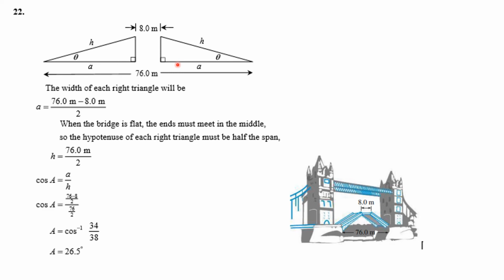Now, whenever the bridge is flat, the ends must meet in the middle, so the hypotenuse of each right triangle is half the span, which means H is going to be 38. And so when I combine these two facts together, looking at the picture, I can see that the cosine of capital A is A over H. That means that A is the inverse cosine of 34 over 38, and we get 26.5 degrees.